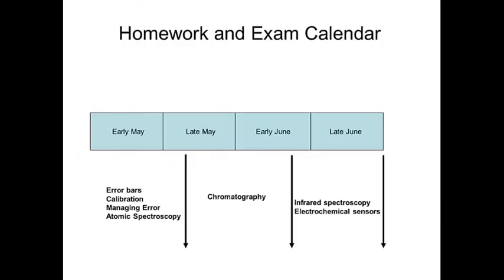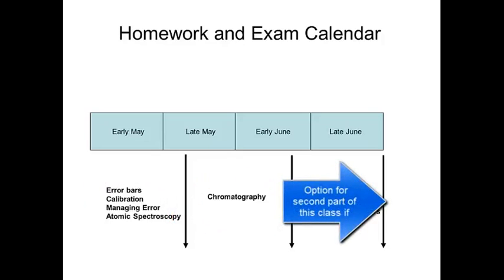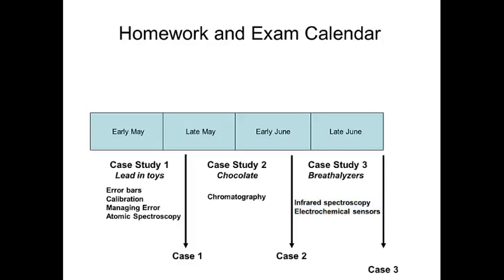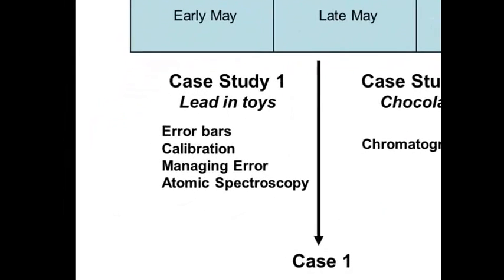So this is what the calendar is going to look like. We're going to start with the sort of quantitative analysis this week related to error bars. And then we're going to quickly move into atomic spectroscopy. Then we're going to transition to chromatography, and finally we're going to conclude with IR spectroscopy and electrochemical sensors. Now I chose those topics not just to choose random instruments, but because we're going to be exploring them through case studies. So the first case study we're going to do is lead in toys.